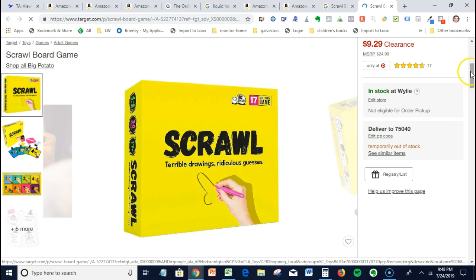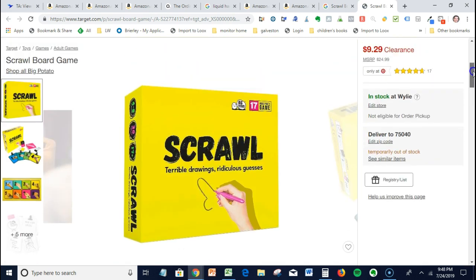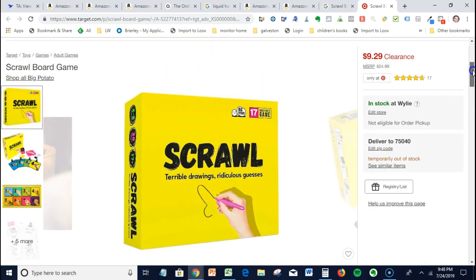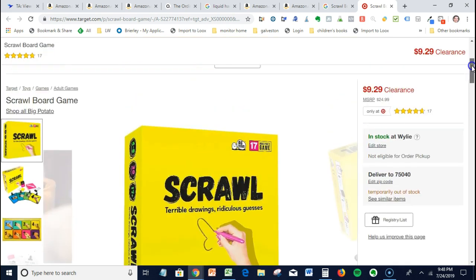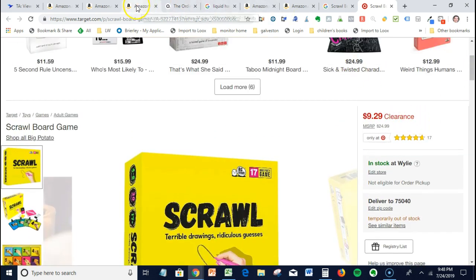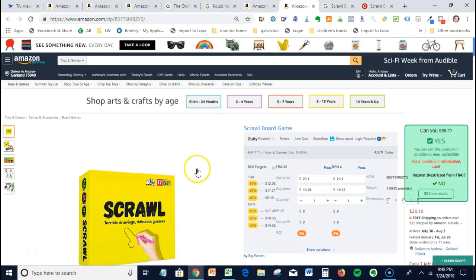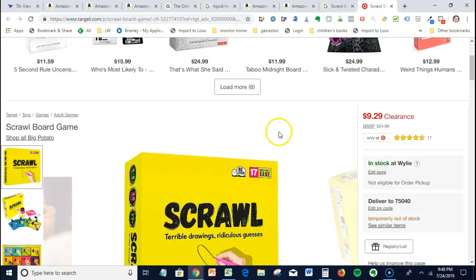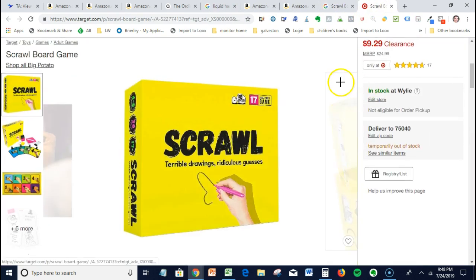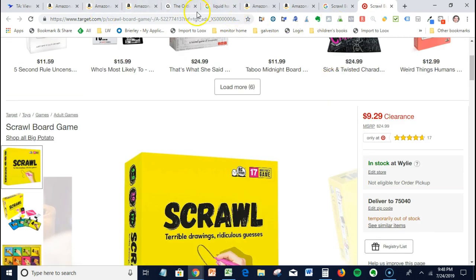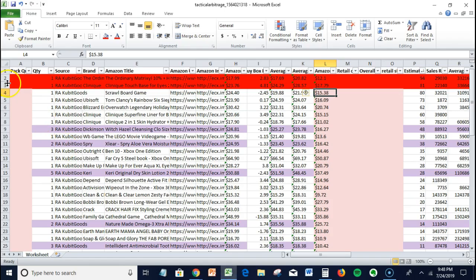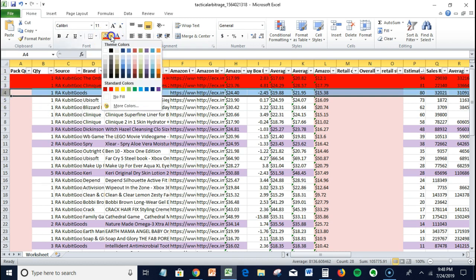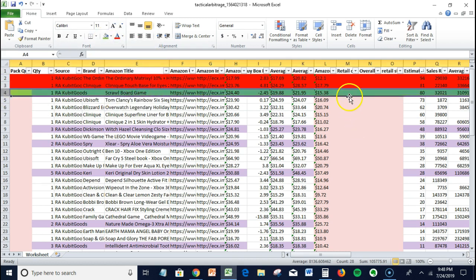If you don't have any Targets near you, it's okay. Don't worry about being in stock or not. But it looks like right now this is $9.29. It is on clearance, and it is being sold on Amazon. That is the game there. You can look at the pictures and make sure it's the same picture. It looks like it's the same, which is good. So this one's definitely worth it. I would say you want to highlight this and say, yep, it's looking good, and then you just put where it is. It's a Target.